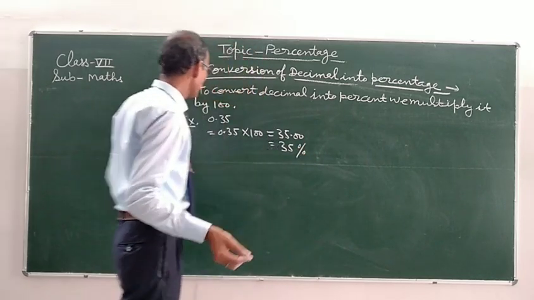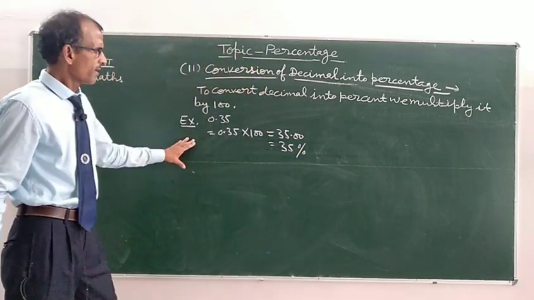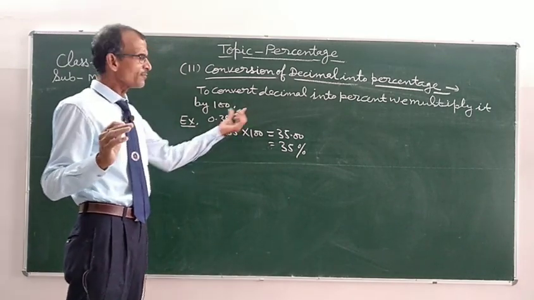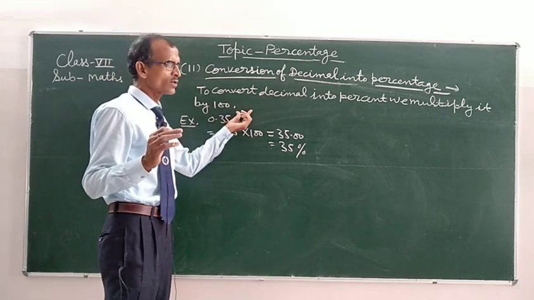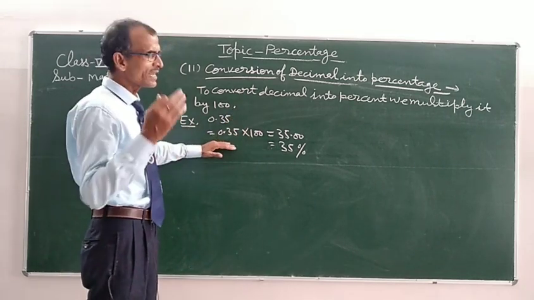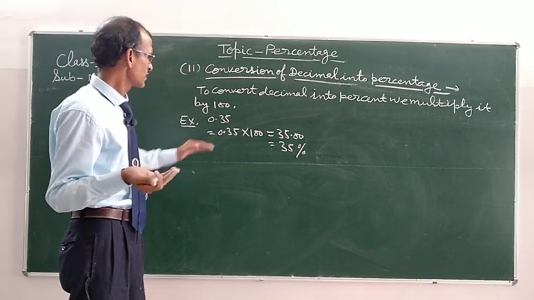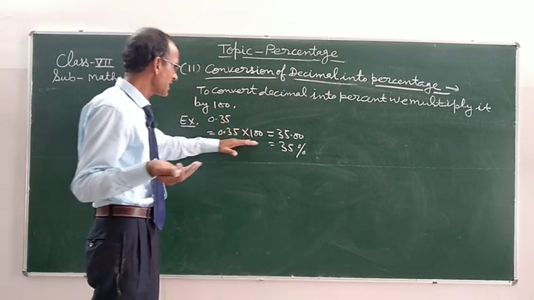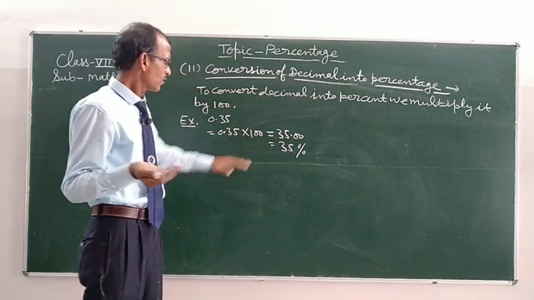Okay? So I think you have understood. As like फ्रैक्शन की ही तरह, फ्रैक्शन को परसेंट में कन्वर्ट करने के लिए हम उसे 100 से मल्टीप्लाई करते हैं. Same way, to convert decimal number into percentage, we multiply it by 100. Okay.